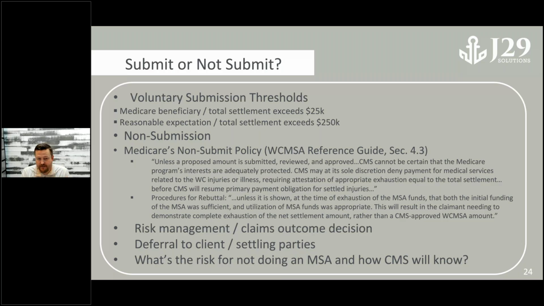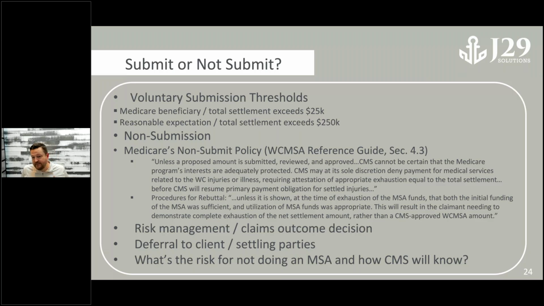Procedures for rebuttal. So Medicare says, unless it is shown that at the time of exhaustion of the MSA funds that both the initial funding of the MSA was sufficient and administration of the funds is appropriate, it'll require the claimant needing to demonstrate complete exhaustion of the net settlement amount rather than the CMS approved amount. So what does that mean to me? It appears that there is some procedure for rebuttal.